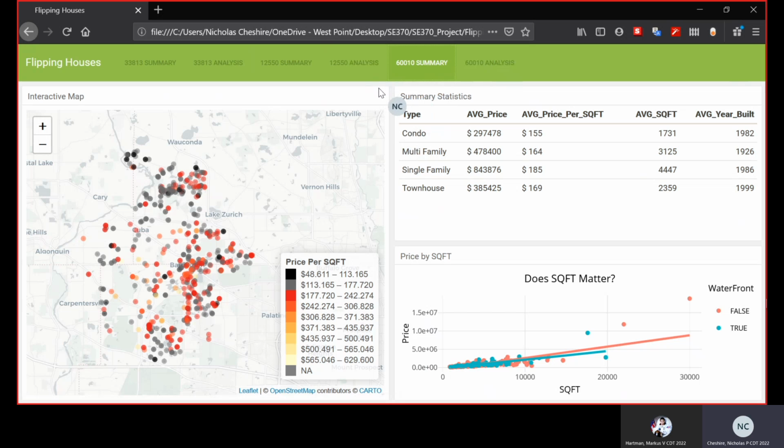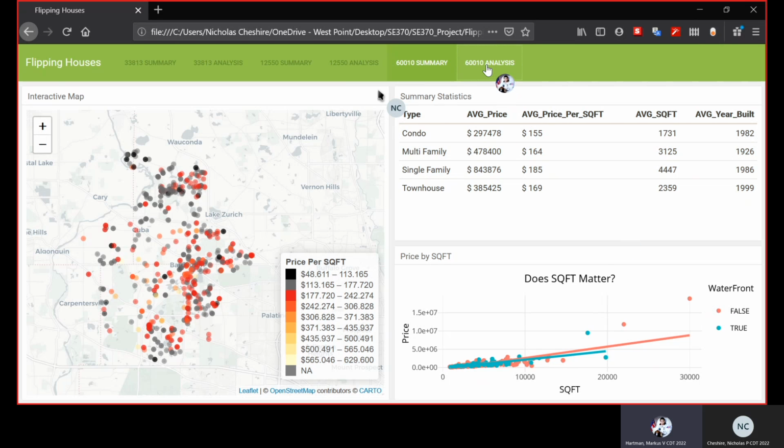I'll pass this over to Marcus now to take us through Barrington, Illinois. Okay, so as we see here, this is the 60010 zip code. It's worth noting that there are a lot more houses being sold on the market here, and we have the same stuff over here with this graph. Most of the houses here reside within that 10,000 square footage, with a couple outliers that are pretty expensive.